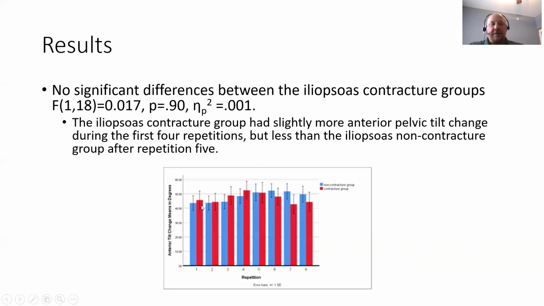It was a little bit interesting. Again, this was non-significant, but as you can see in this figure, which shows our anterior tilt change mean in degrees, the blue is the non-contracture group. The non-contracture group, again, this wasn't significant, had slightly less change in the first 4 reps. But after repetition 5, the last few reps, they actually had more anterior pelvic tilt change. So it kind of changed about halfway through.